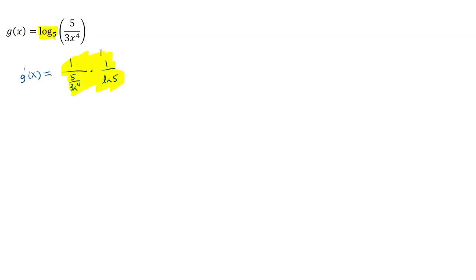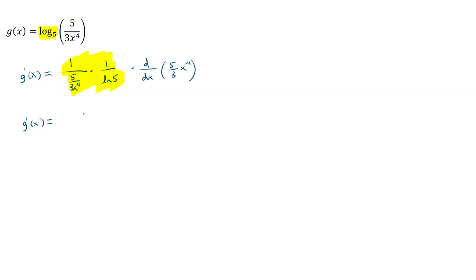But then we have to multiply by the derivative of what's inside. Let's just write that down, the derivative of what's inside. And I'm going to write it differently. I'm going to call it 5/3 x to the negative 4th, because that is much easier to differentiate than using a quotient rule here.